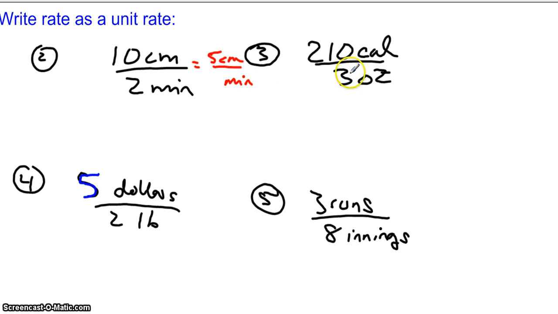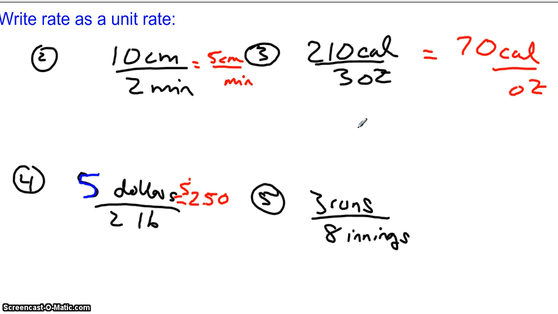Number 3, 210 calories per 3 ounces. So how many calories per 1 ounce, right? Go ahead and pause the video and come back and check your answer. Hopefully you have this equals 70 calories per 1 ounce, right, per ounce. Number 4, pause the video, do your division, come back. And $5 per 2 pounds, for 2 pounds would give us $2.50, right? Sometimes it's written with the unit in symbol form per pound. $2.50 per pound. There's a decimal there.